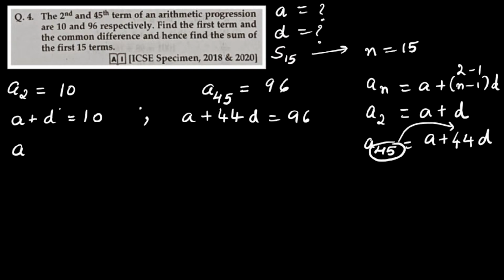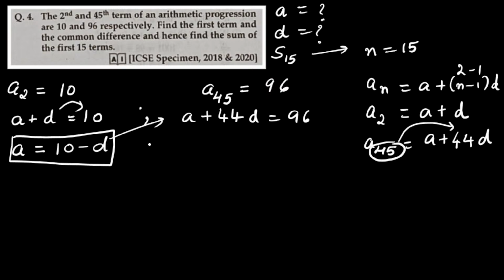I am going to take a's value from the first equation. a I have written here, d I'll shift to the other side. So a is equal to 10 minus d, since when I shift to the other side it becomes minus d. This value of a we will substitute in the second equation. So we get 10 minus d plus 44d is equal to 96. 10 I'll shift to the other side. Here 44d and 1d are like terms, so 44 minus 1 is 43.